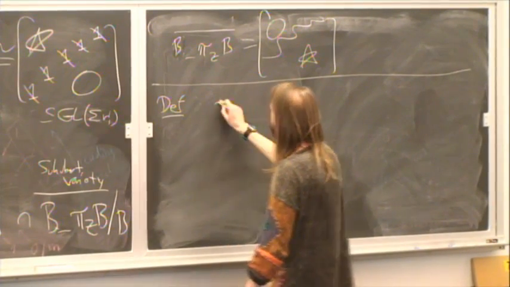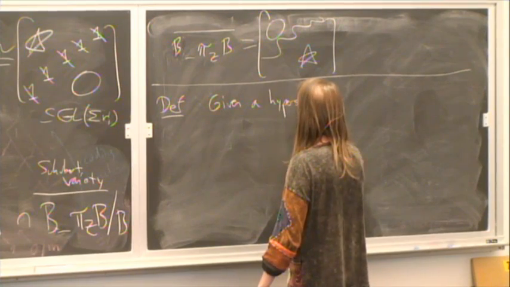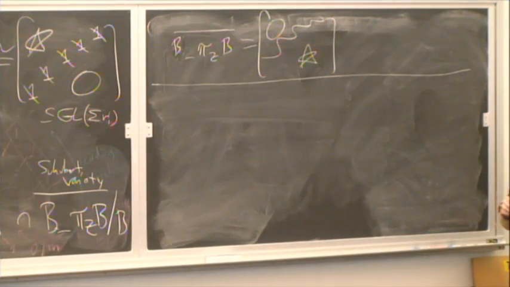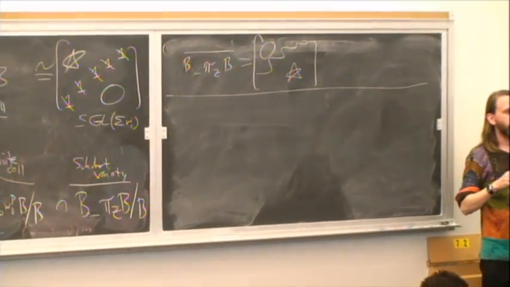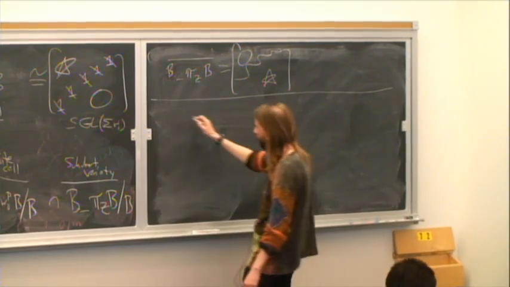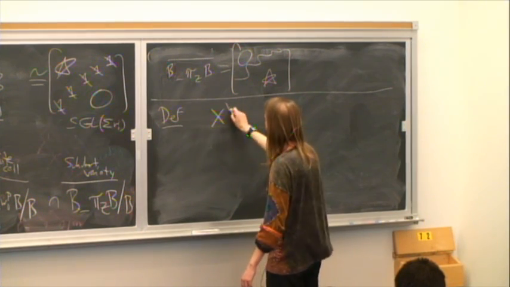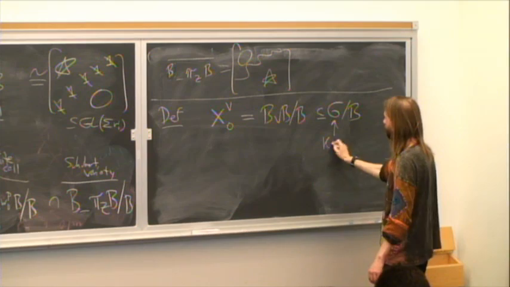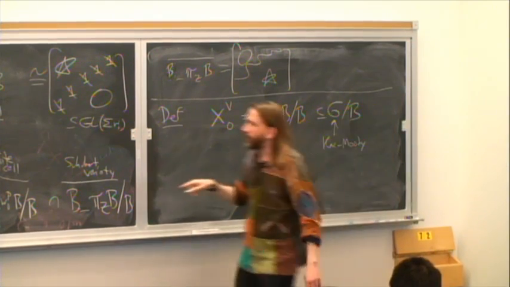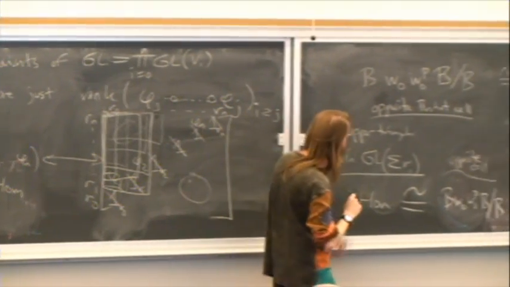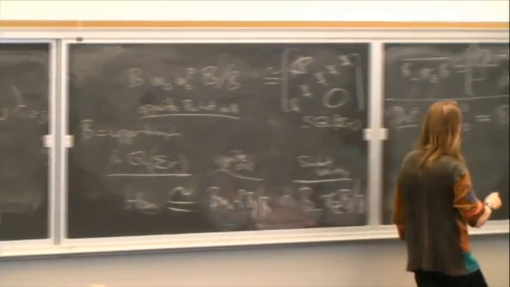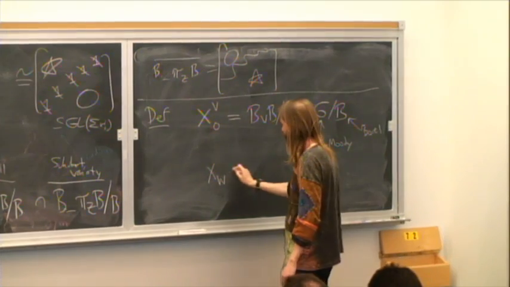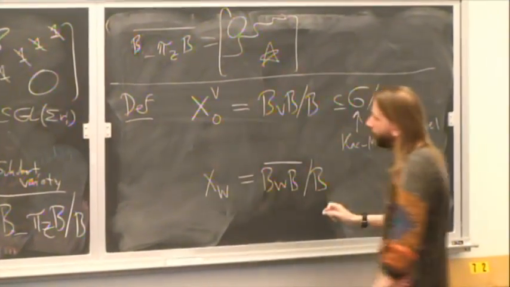So let me define, given a hypersurface, well, let me say it this way. I want to tell you what's nice about Schubert stratifications that make them better than this quiver stratification, this GL orbit stratification on Hom. So let me have some notation. X_V0 is going to be BVB mod B, thought of inside G mod B. So this guy is some Kac-Moody group. The Kac-Moody group you should be thinking about right now is this one. It's a nice finite dimensional Kac-Moody group, but they'll be infinite dimensional later. And this guy is Borel. And I want this to be BWB mod B.